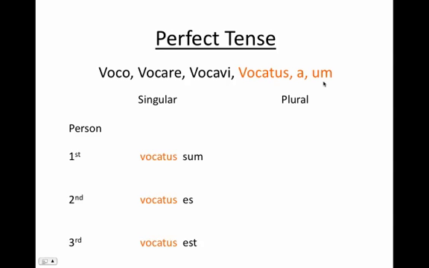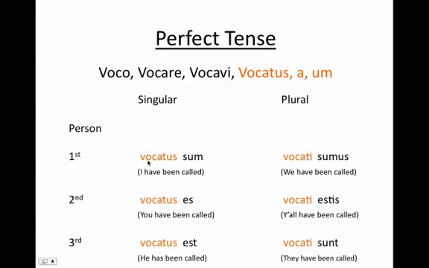So, we're going to take that fourth principal part, and it's going to be a compound verb, so you're going to add another word to it, and we're going to start by using our verb to be in the present. So what we're going to add to it is sum, es, and est in the singular, and sumus, estis, sunt in the plural. Note that wokatus changes to wokati in the plural because wokatus is the nominative singular of the masculine second declension, while wokati is the nominative plural.